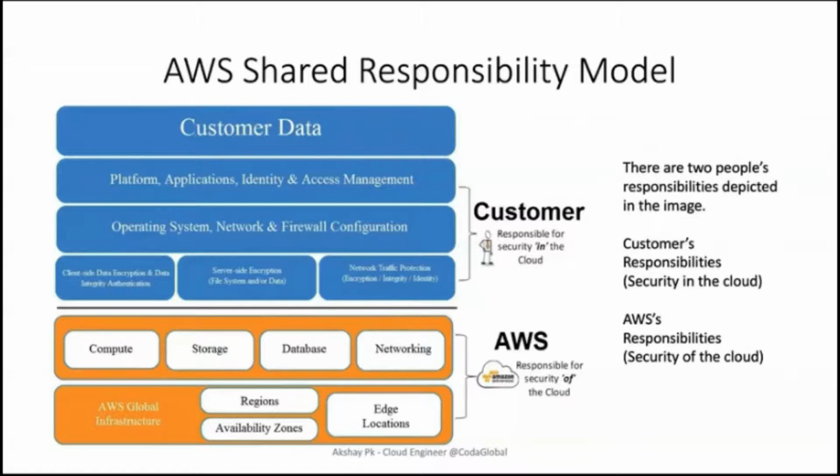Other than these three components, which are the regions, the availability zones, and the edge locations, you have four components over them, which are compute, storage, database, and networking. Literally most of all AWS services come under one of these four categories, right? Taking care of the security of all of these components is AWS's responsibility.